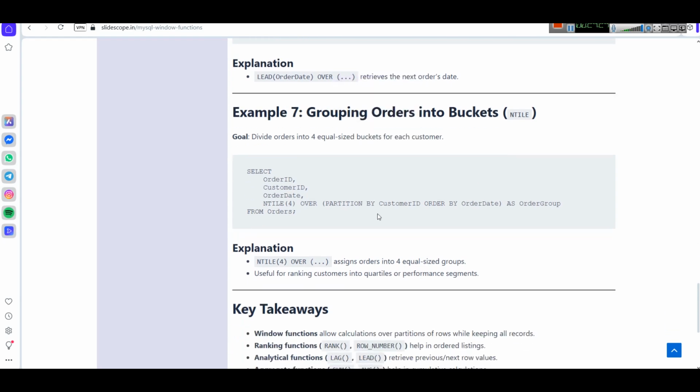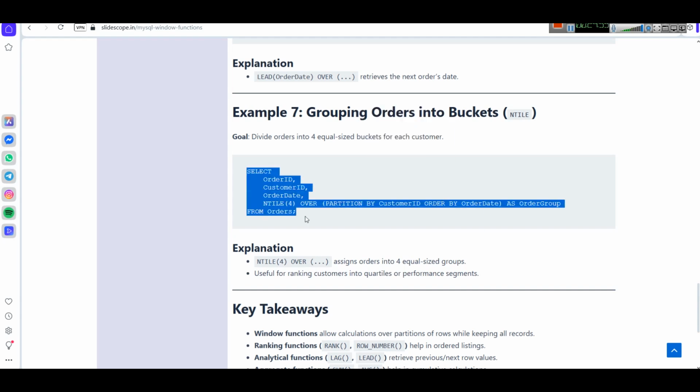Here you are writing NTILE 4 over. When you write NTILE 4, it assigns orders into 4 equal size groups. Let's say there are 800 orders. If you want to group them, 200 orders will be in group 1, the next 200 orders in group 2, the next 200 in group 3, and the last 200 in group 4. So that will be the case. And we don't have to worry. We'll cover this topic once more if needed.